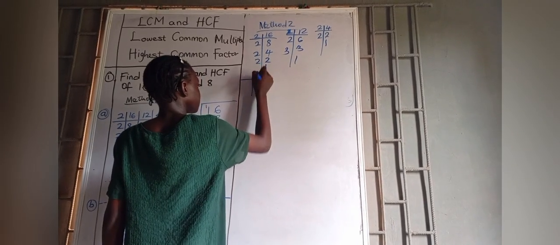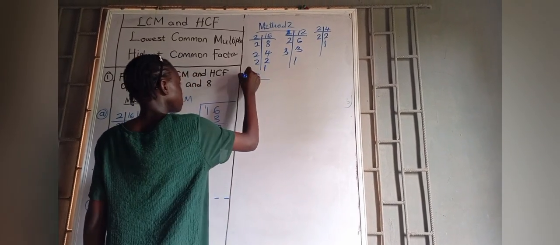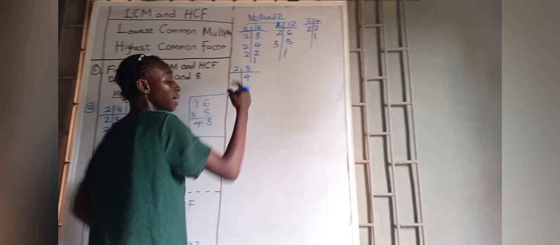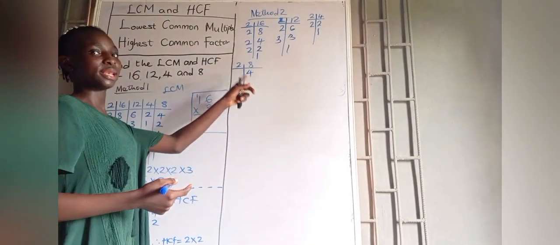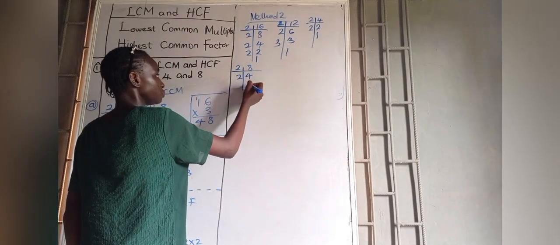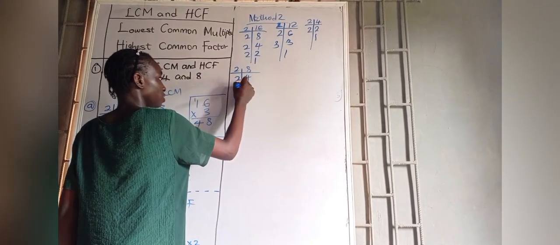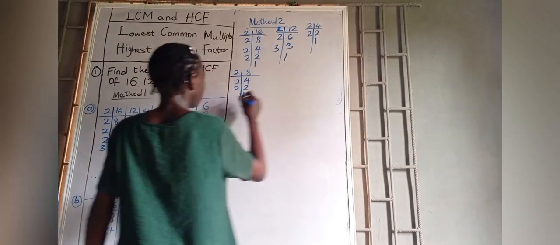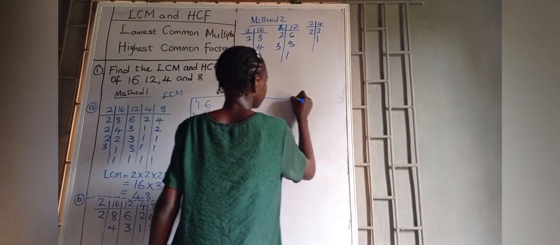For 8. 8 divided by 2, that is 4. Why am I using 2? Because it is an even number. Let us not forget, 4 divided by, I write 2 here. 4 divided by 2, that is 2. Also write 2 here. 2 divided by 2, that is 1. That is for all of them.